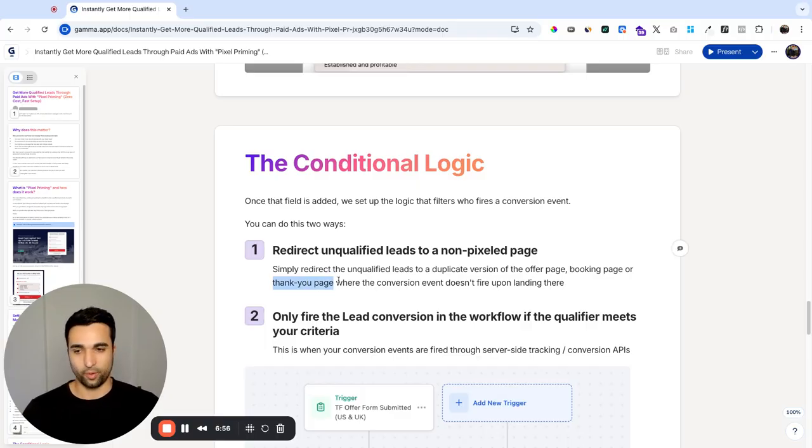I know I mentioned opt-ins specifically, but it also applies to those pages further down the funnel as well. Ultimately, that duplicate version of the page doesn't have a pixel event that fires when they land there, and therefore the ad platforms don't see that as a conversion.